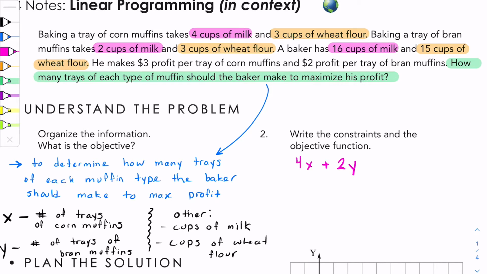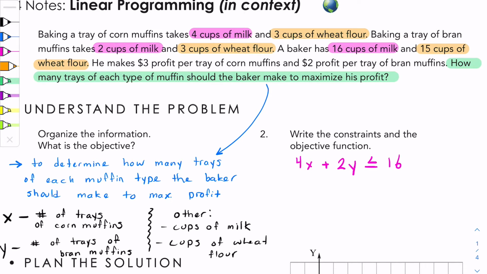We have a total of 16 cups of milk, which means this here has to add up to 16 or less. We don't have more than that. So I'm going to use an inequality sign of less than or equal to 16. If you look at the numbers up here, everything I highlighted in pink was 4 cups, 2 cups, and a total of 16 cups. I kept all of those together for one of the constraints.